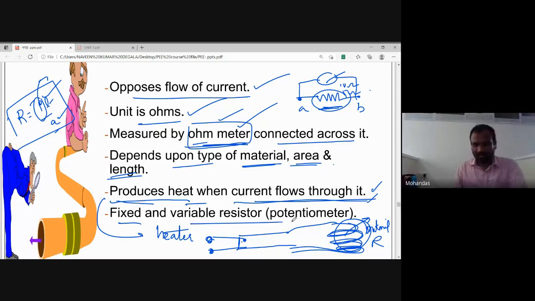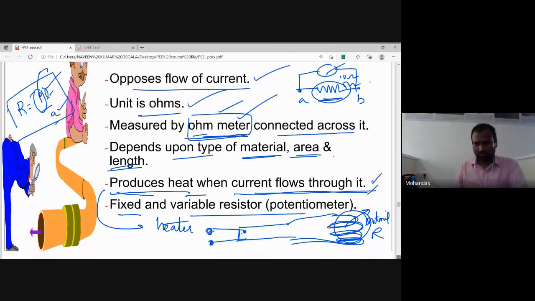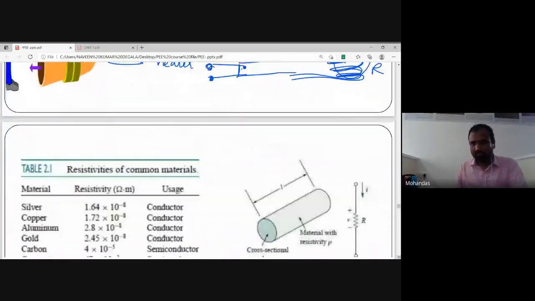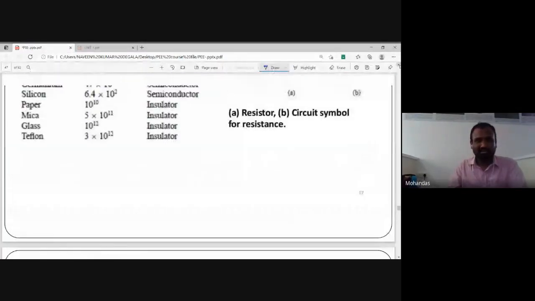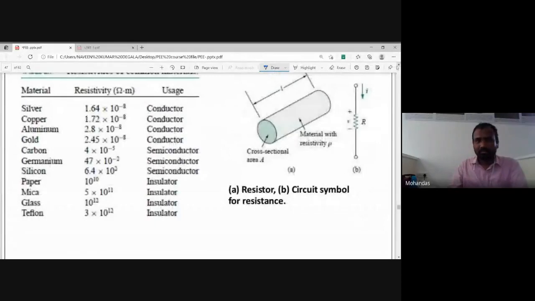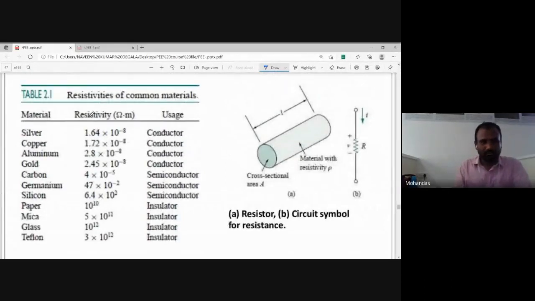Fixed and variable resistors are present. You can change the resistance. See here. Resistivity. I already said that R equals rho L by A.